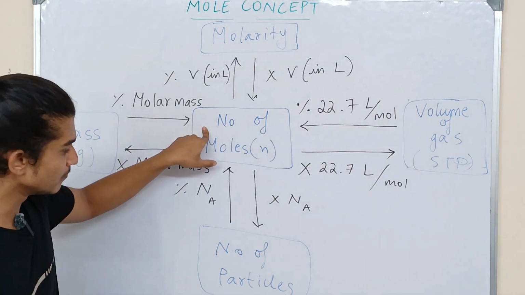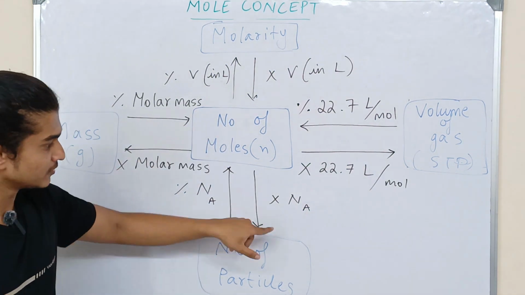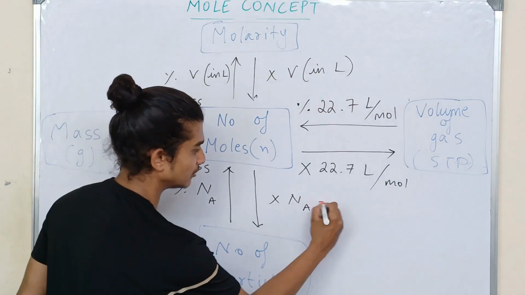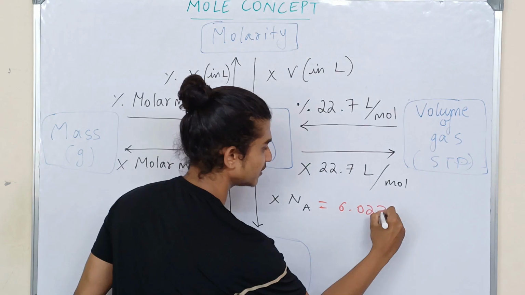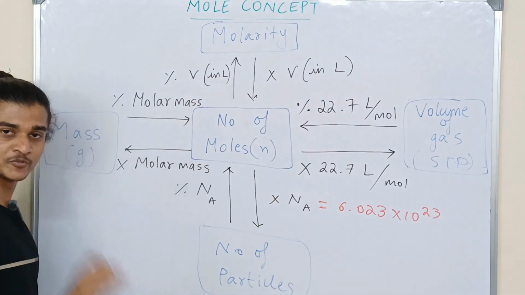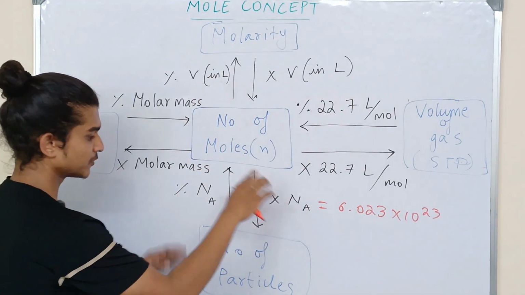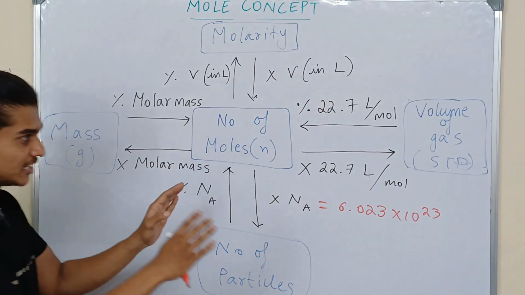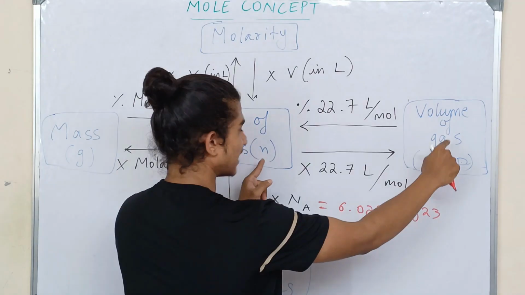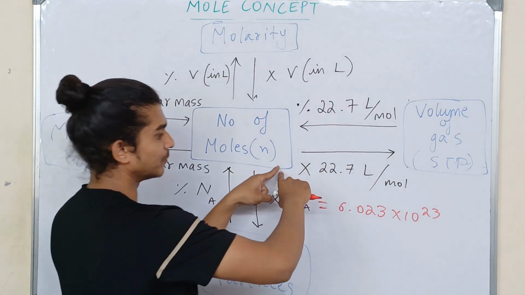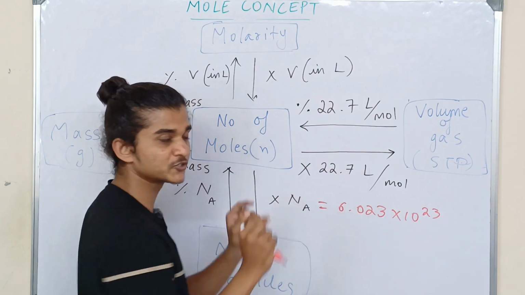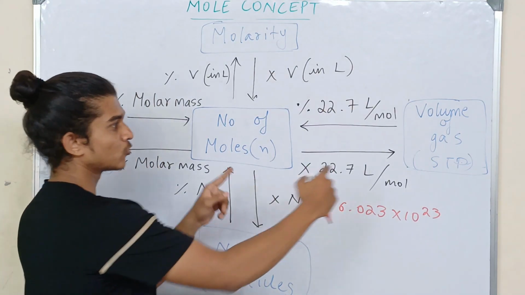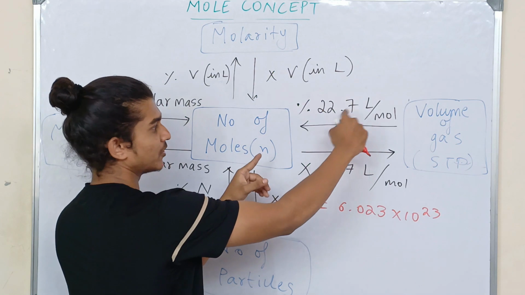So from the number of moles, if you want to go to number of particles, you just have to multiply it with Avogadro number, which is Na. So you know the value of Na is 6.023 into 10 power 23. So if you multiply number of moles with Avogadro number, you're going to get number of particles, and if you do the reverse, you're going to get number of moles. Same thing, if you want to get volume of the gas from number of moles, you have to multiply it with 22.7. As you know, molar volume is 22.7 liters per mole. So if you want to go back, you have to divide it with 22.7.